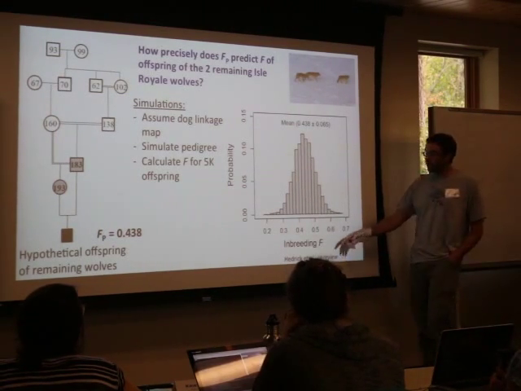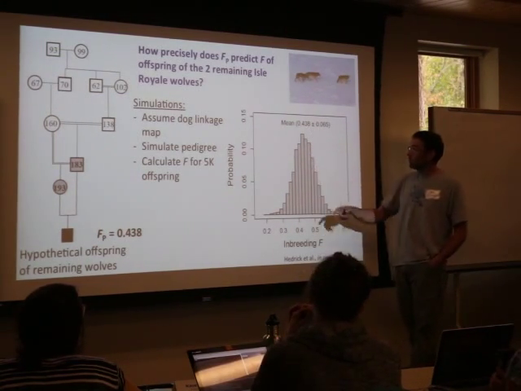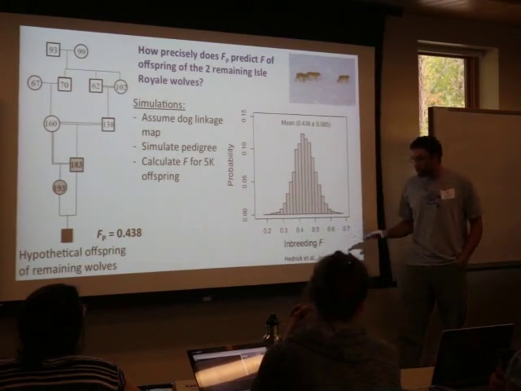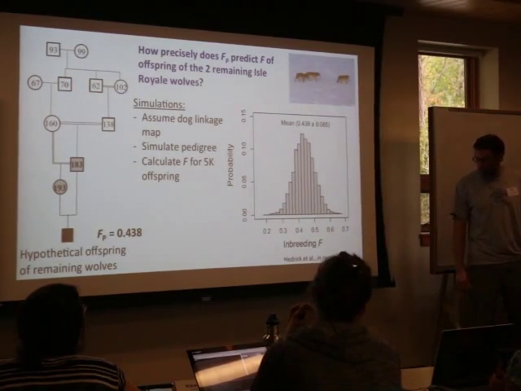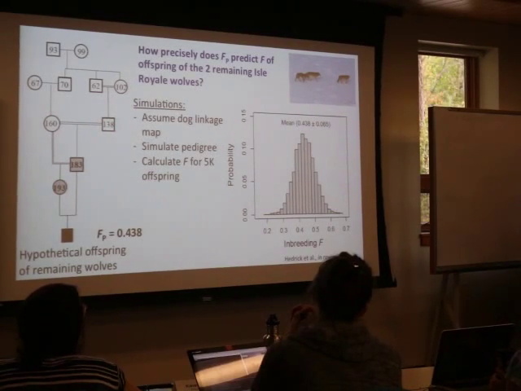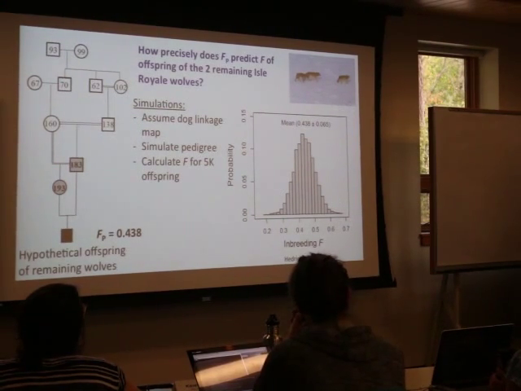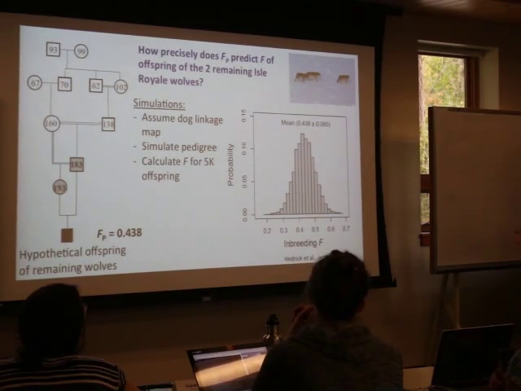And the mean of this distribution is exactly what we would expect, 0.438. It has a pretty broad distribution of actual values, ranging from around 0.2 up to 0.7, with an expectation of 0.438. There's a fair amount of variation in precision in how well we can predict realized genomic inbreeding given the pedigree in this population, for offspring of these individuals. It's just one example.